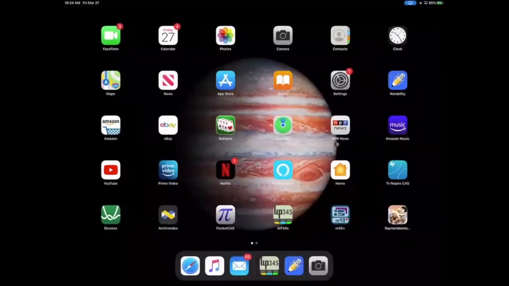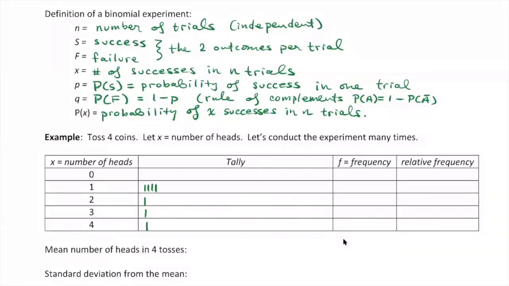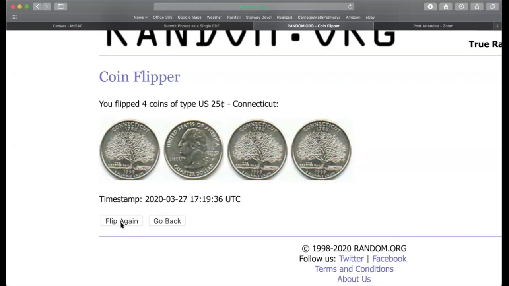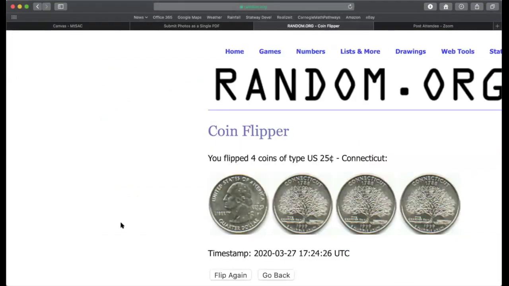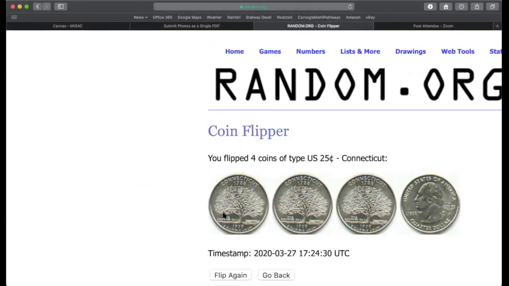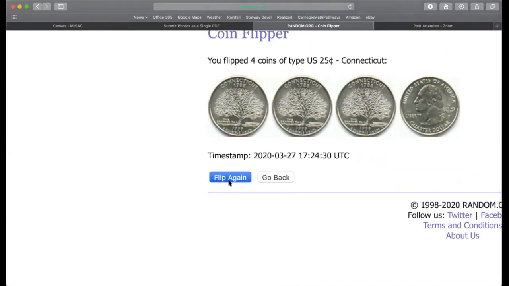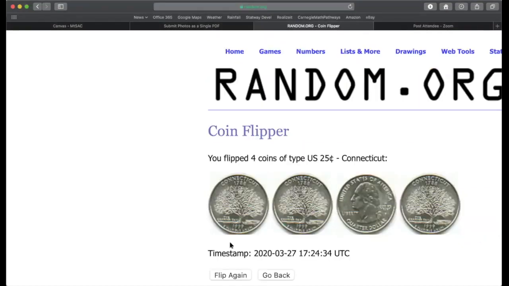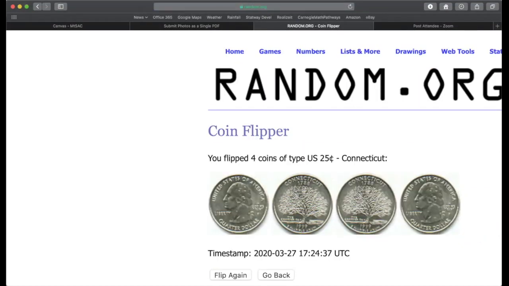So real quickly, let's go back to the simulation. Okay, so go ahead and flip your coins again. I keep getting 1. Wow, it's like it's broken.